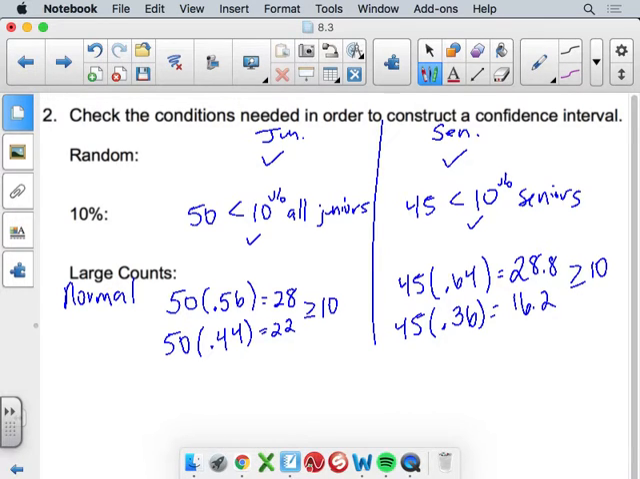So we can use our z-score. Alright, so our conditions are met. Like, we're not biased, we're independent samples, and I've got a normal distribution. So check, check, check. Good.